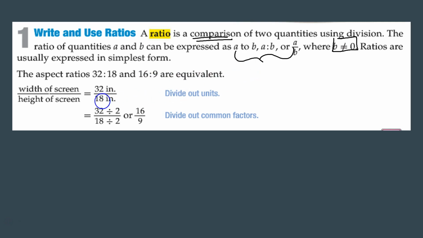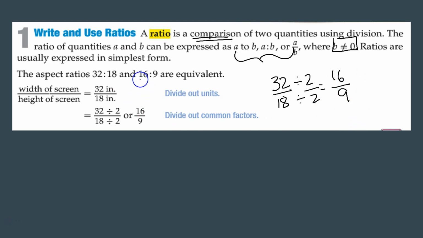So let's check this out. Remember, we can rewrite this because A to B is also A divided by B. In this case, 32 to 18 is also 32 divided by 18. And so 32 divided by 18, we can divide both of these numbers by 2. Half of 32 is 16. Half of 18 is 9. And I can't reduce it any farther.